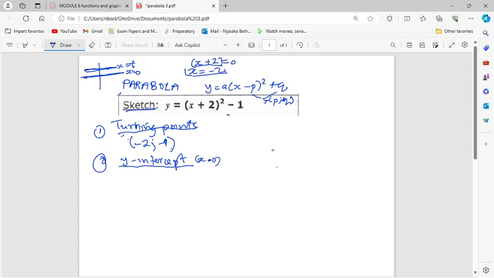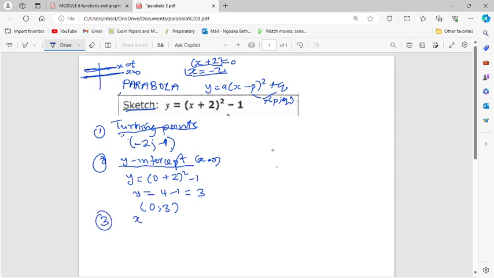So then y equals (0 plus 2) all squared minus 1. So our y-intercept will be 4 minus 1, which takes us to 3. So the intercept in this case is (0, 3). So this is the y-intercept. Now the x-intercept, which is number 3.